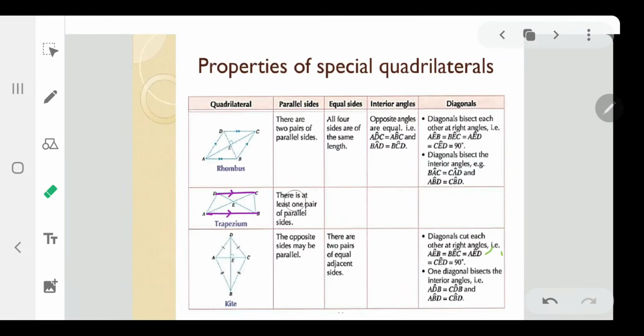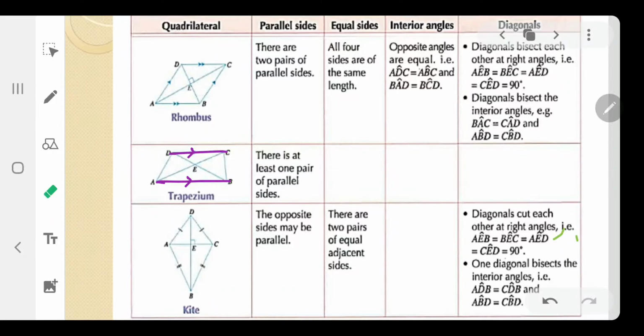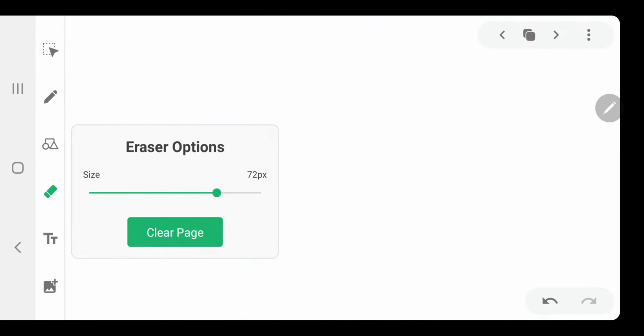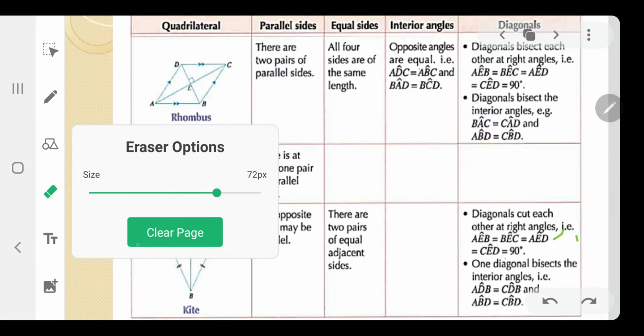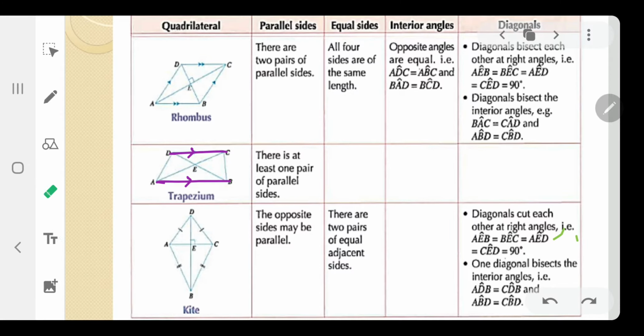Now at the end, we discuss the kite. So now in this kite, we can say that there are two pairs of equal adjacent sides, right? So adjacent sides are equal, one side and there is a second side. These sides are equal. Similarly, this side is equal to this side. So these sides are adjacent and they are equal in length.